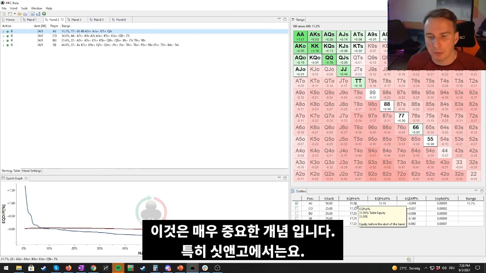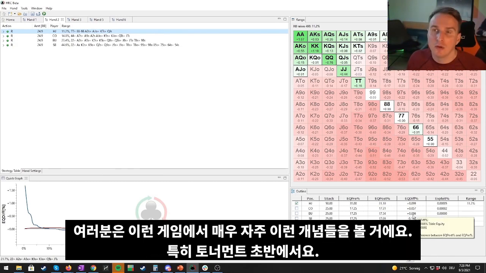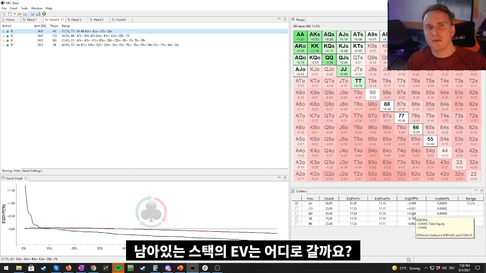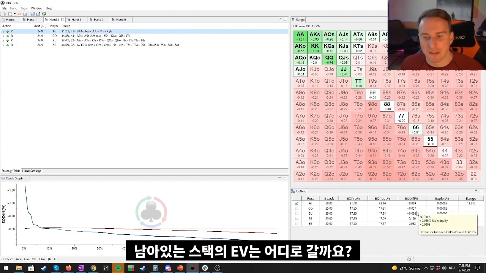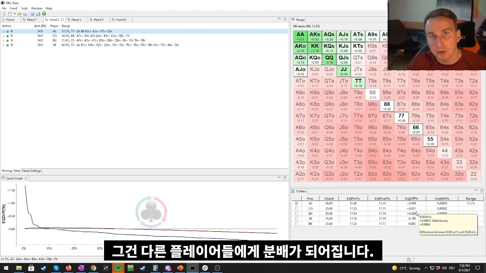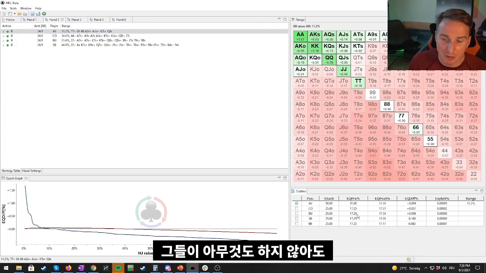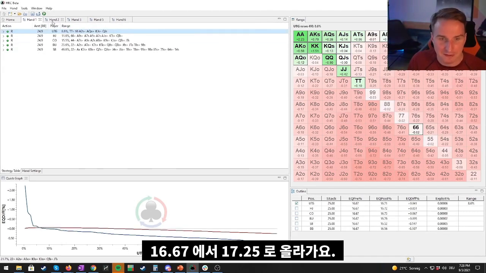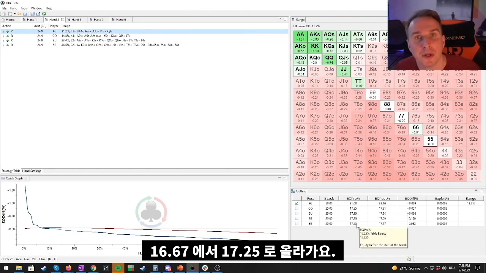And this is a very important concept, especially in sit and goes. You would see that concept very often. Tight is right, especially in the early stages, because you benefit from other players busting. Where did the remaining EV or value of the stack go? Well, it's being distributed amongst the other players. You see, without even them doing anything, it goes up from 60.67 to 17.25.